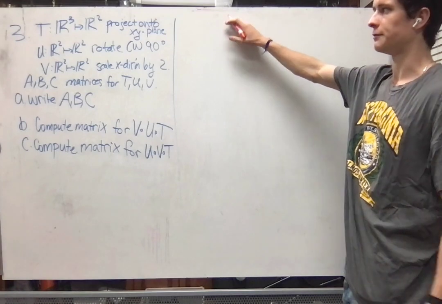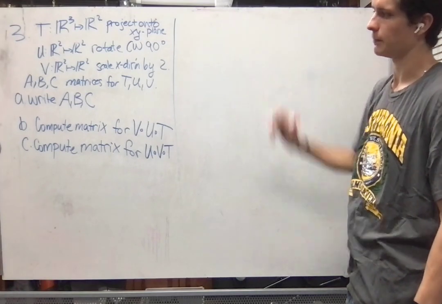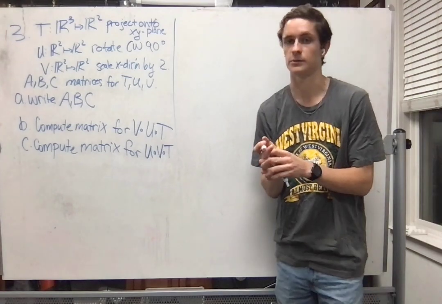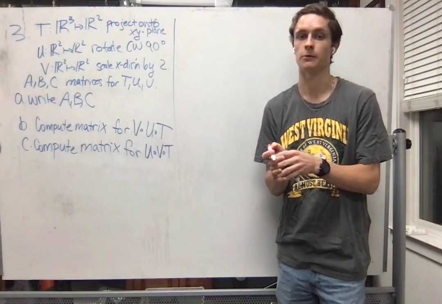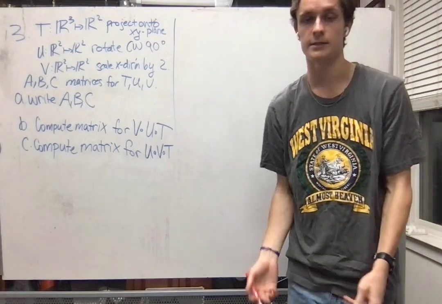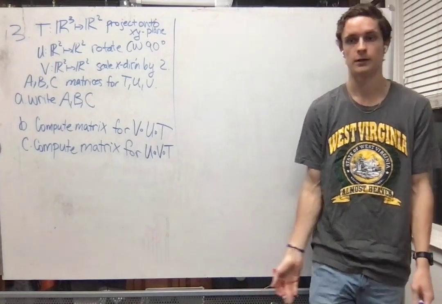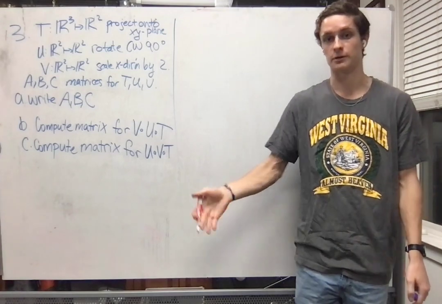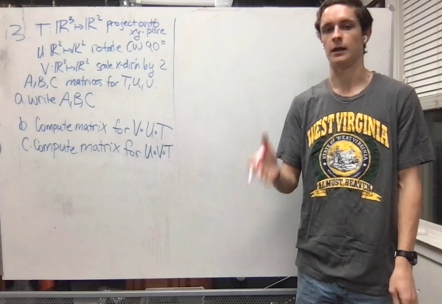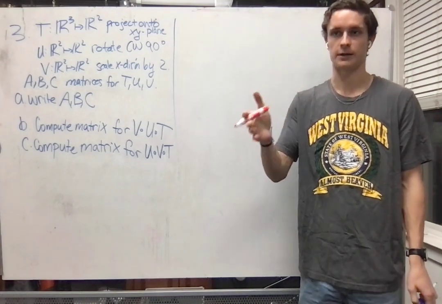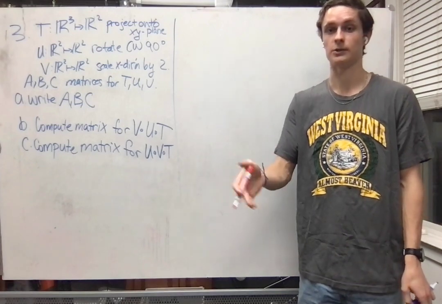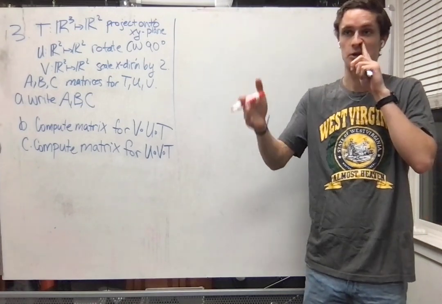Question 3, we have 3 different transformations. Part A, we want to find the standard matrices for those transformations. As we talked about in studio last week, the strategy for finding the standard matrix for a transformation is to find T of E1, T of E2, the image of all of the standard basis vectors. The outputs of the transformation applied to those basis vectors become the columns of the standard matrix.